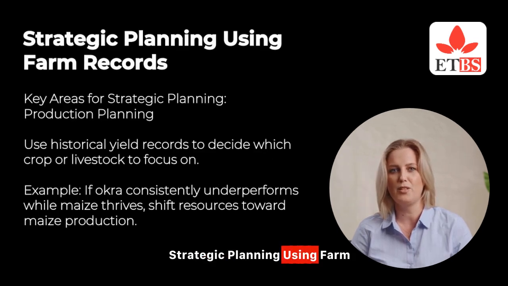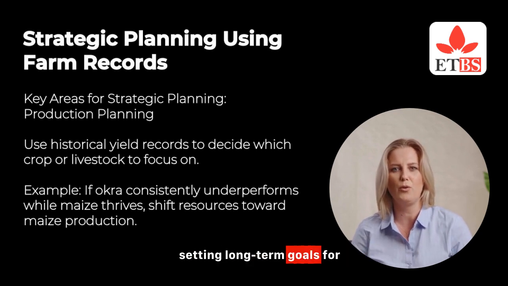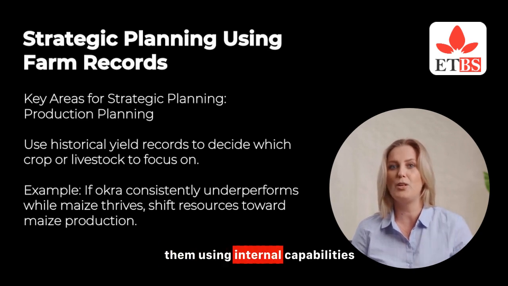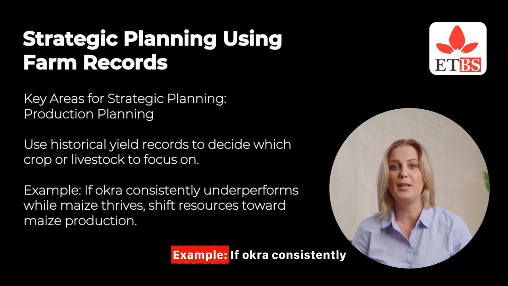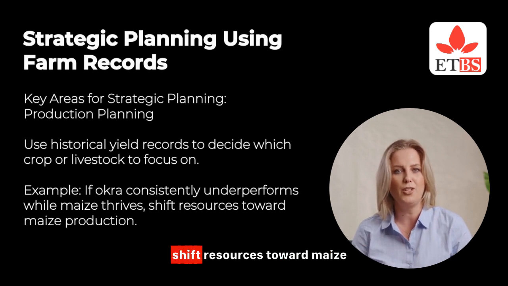Strategic planning using farm records. Strategic planning involves setting long-term goals for the farm and designing a roadmap for achieving them using internal capabilities revealed by records and external opportunities. Key areas for strategic planning. 1. Production planning. Use historical yield records to decide which crop or livestock to focus on. Example, if okra consistently underperforms while maize thrives, shift resources toward maize production.